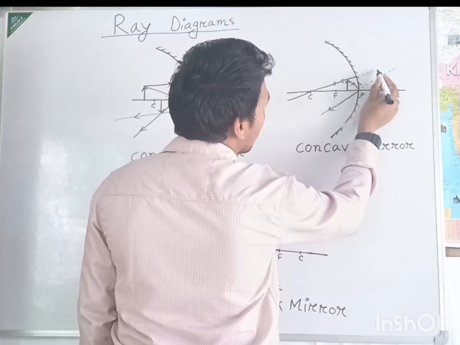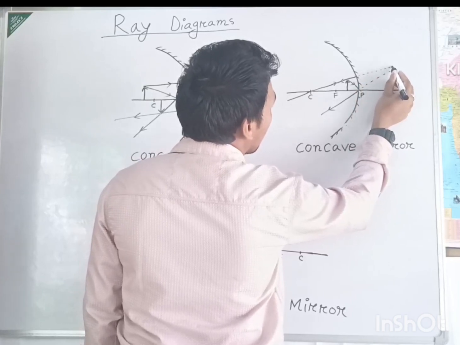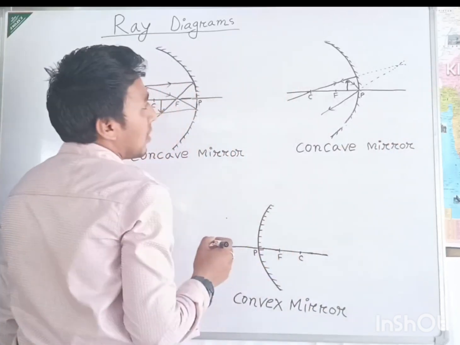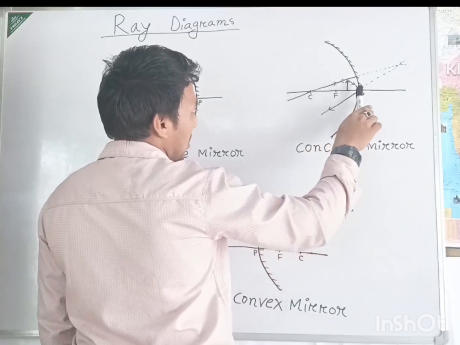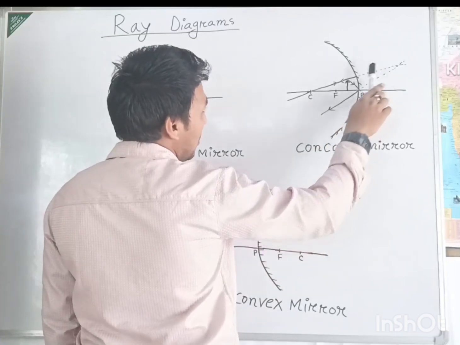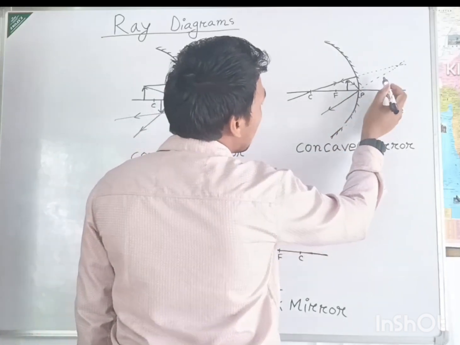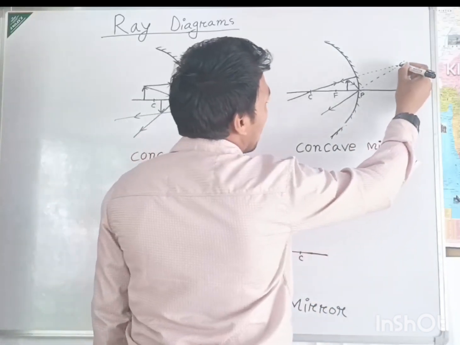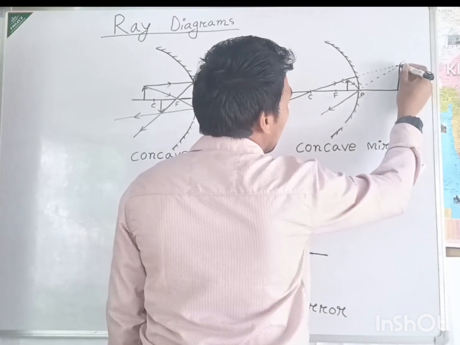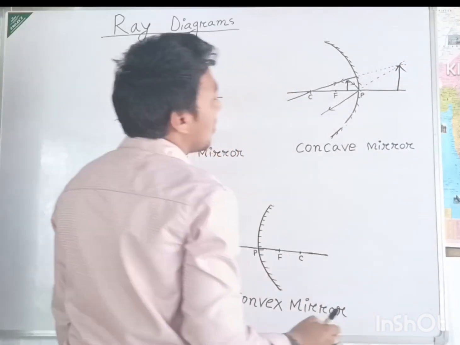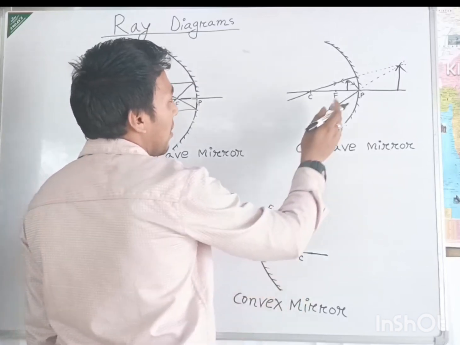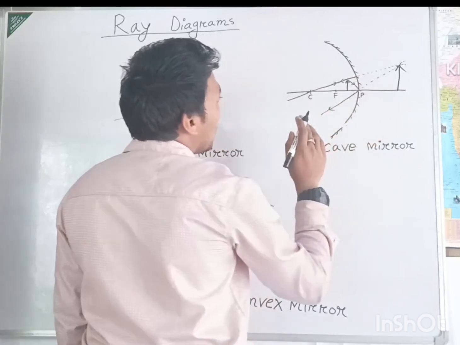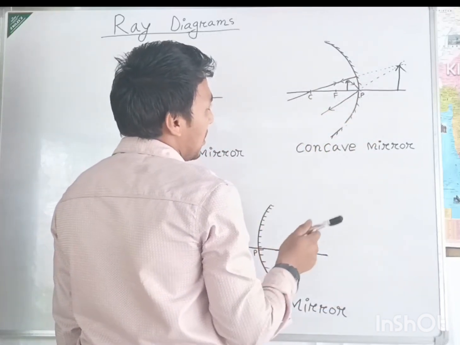In this way I'll extend now this line. Now after extending this line, wherever the ray gets intersected, make here one image, and this image is called virtual image, because I have got this image behind this mirror, and behind the mirror you always get virtual image.